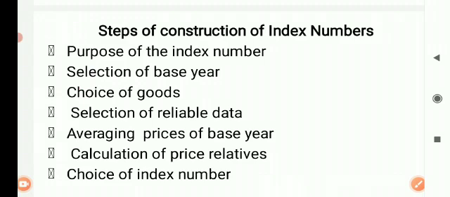PR means price relative, which is equal to P1 divided by P dash into 100. P1 means current year price, P dash means base year price, into 100. With the help of that equation we are going to find out the price relative, and after that the last step will be choice of index number.